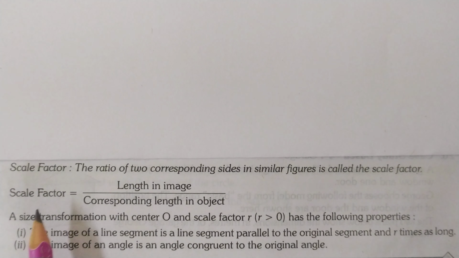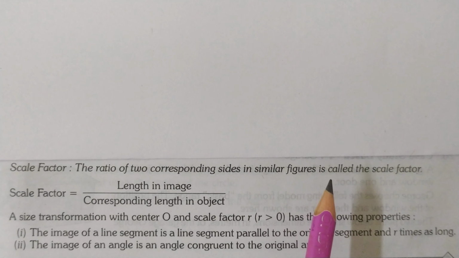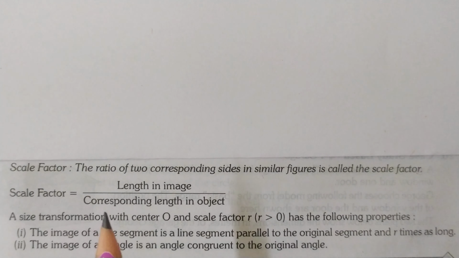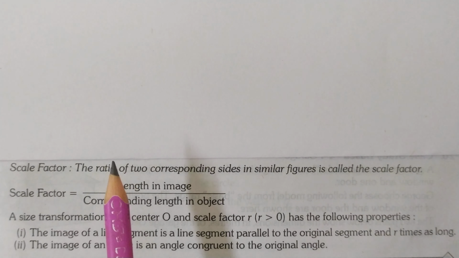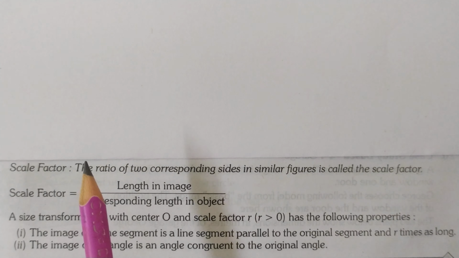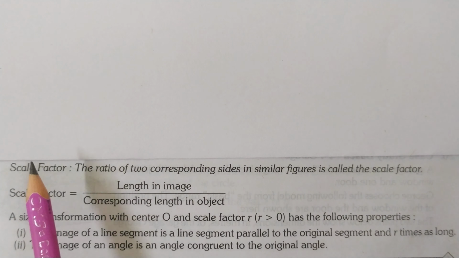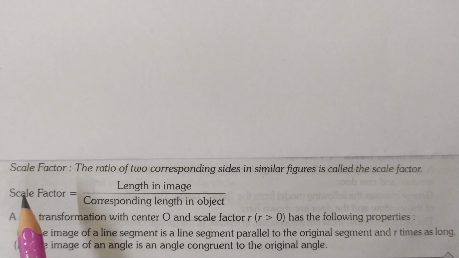So here, what is the scale factor? The ratio of two corresponding sides in similar figures is called the scale factor. Here the actual plant is 20 centimeter in length, and the plant in the phone, whose photo you clicked, is 5 centimeter. So 5 over 20, the ratio of corresponding side lengths, is the scale factor. That is 1 by 4.